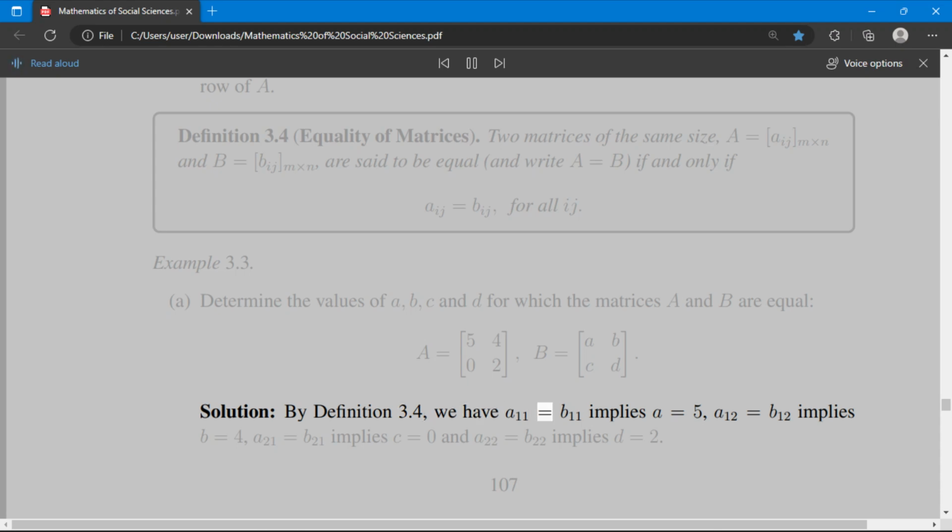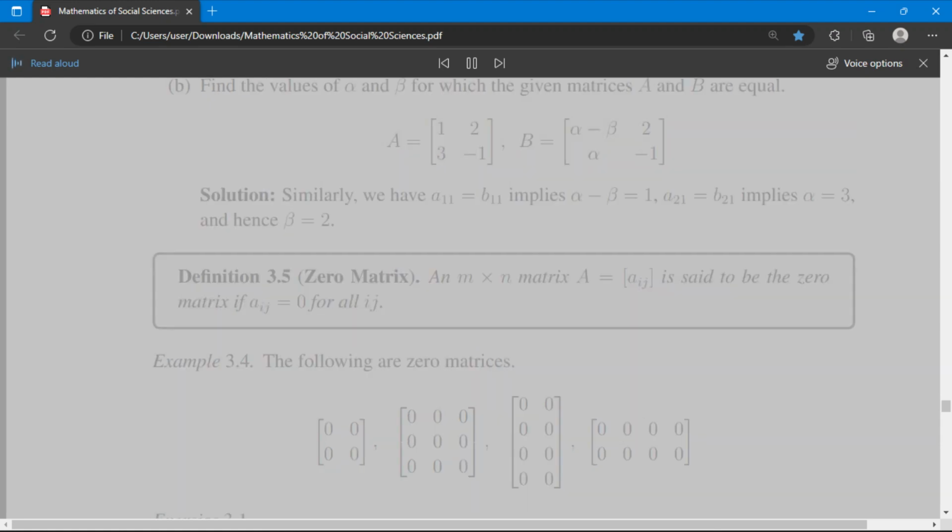Solution. By definition 3.4, we have A11 equals B11 implies A equals 5. A12 equals B12 implies B equals 4. A21 equals B21 implies C equals 0 and A22 equals B22 implies D equals 2.